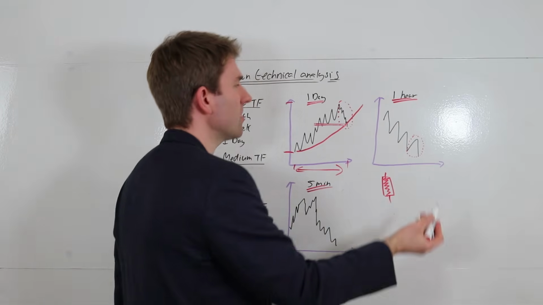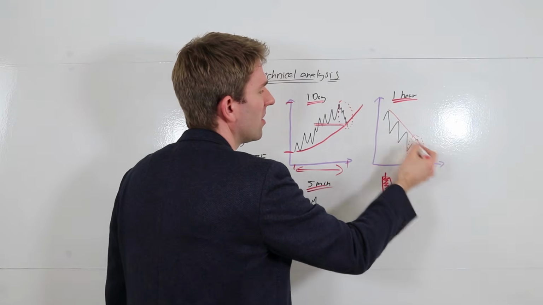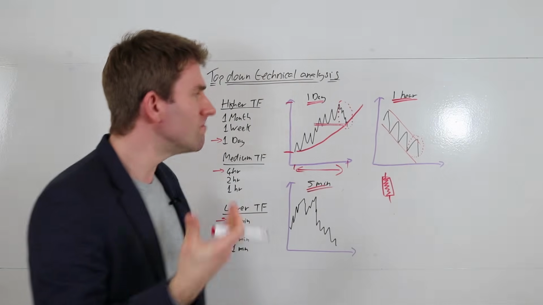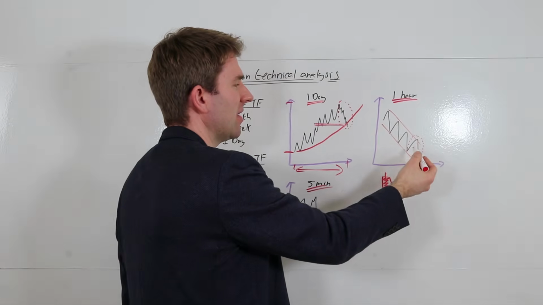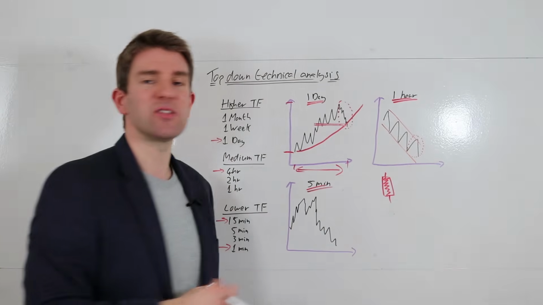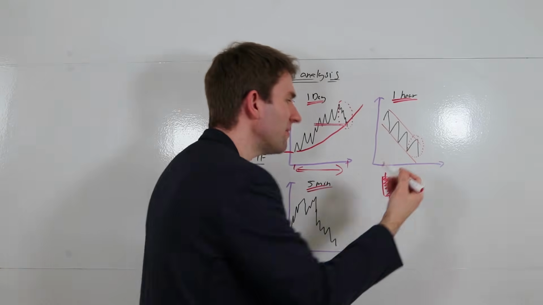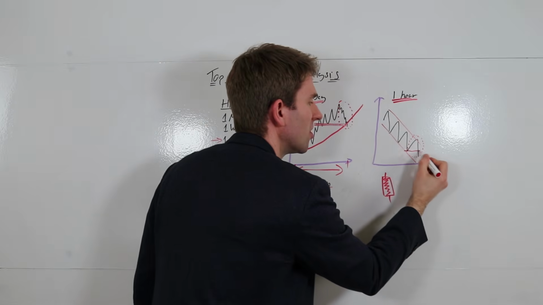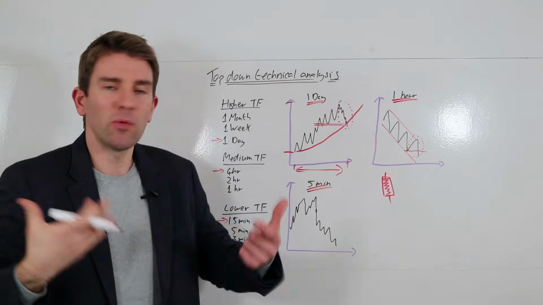And so we start to say, okay, on an hourly, maybe we've got a downtrend channel here. It's moved down quite a bit on the hourly, but it's about to test the low of this bottom channel, for example. We've just broken through this low here. We start to think about what's going on.